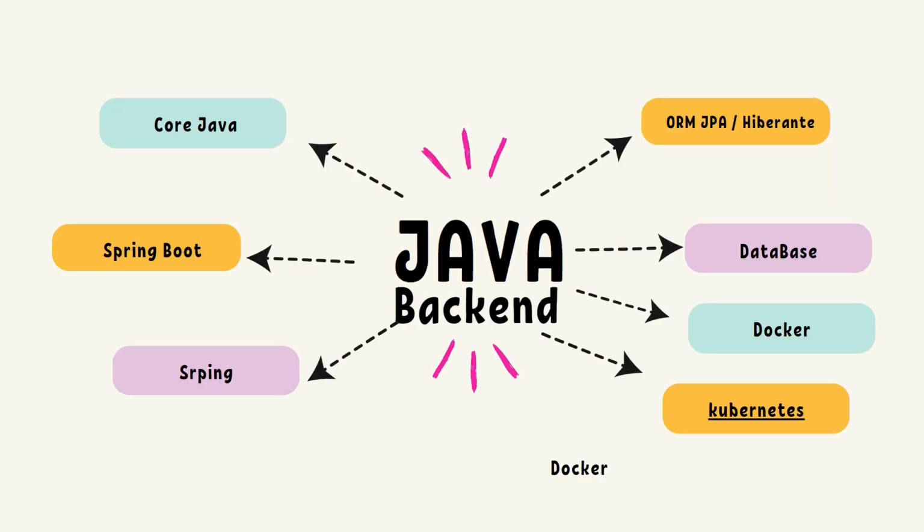First, Core Java is mandatory. So you should have a good understanding of Core Java. In Core Java, there are some important topics like OOPs concepts, exception handling, collections, and multi-threading. So these are the very important topics as part of Core Java.